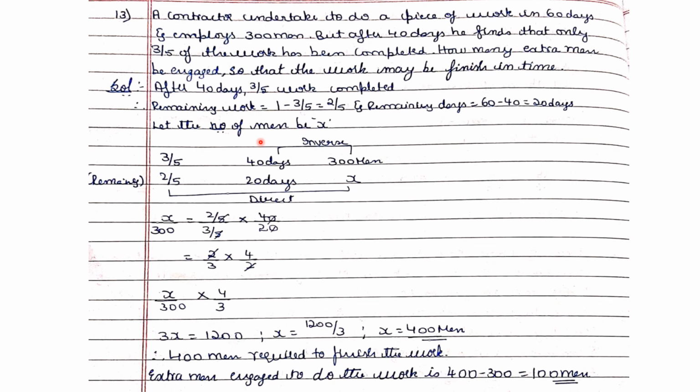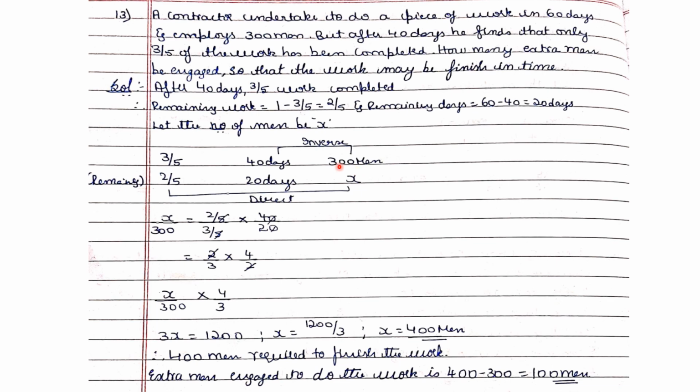So this is called direct proportion. The 3/5 and 2/5, that is, the work and men, are being compared. This is called direct proportion. Why? Because both are becoming less. When both are decreasing, it is called direct, either if both increase or both decrease. If one increases and one decreases, it becomes inverse.